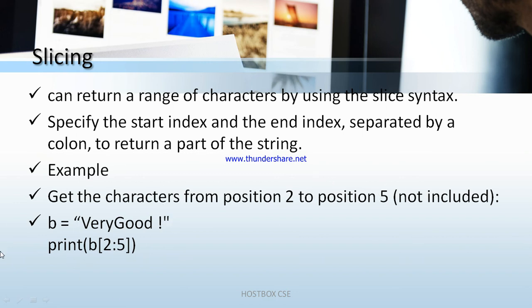For example, consider that we have a Python script, b is equal to "very good", and I want to print the characters from position 2 to 5. So 5 is not included. What will happen? It prints the characters starting from 0: 0, 1, 2. Starting from 2, that is R, 3 is Y, then 4 is G. That's it, RYG. It won't print position 5, because by default the range operator does not include 5.